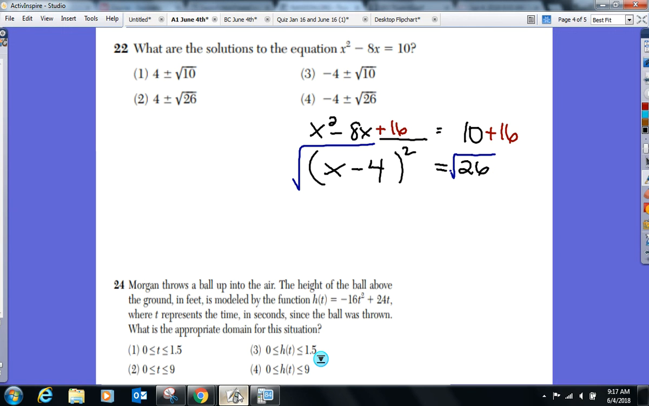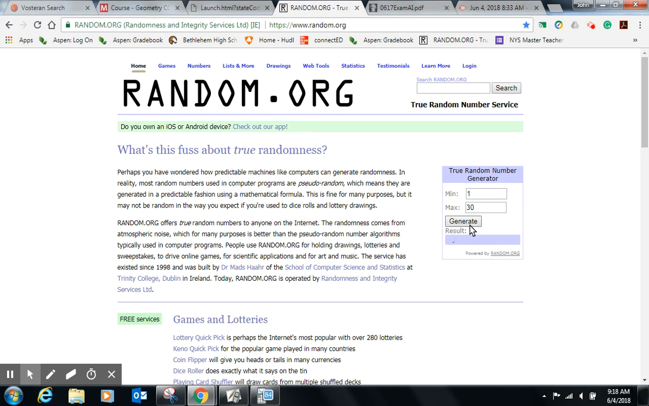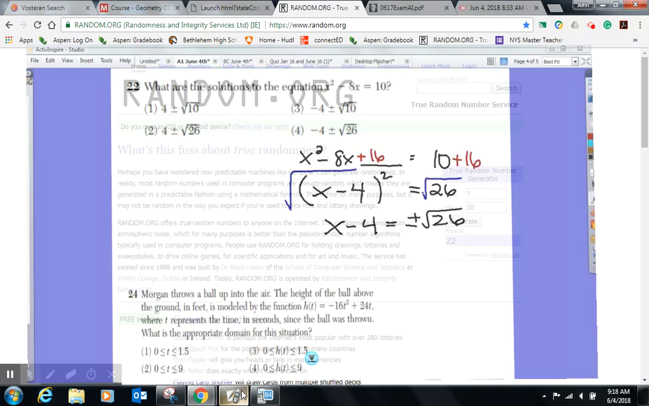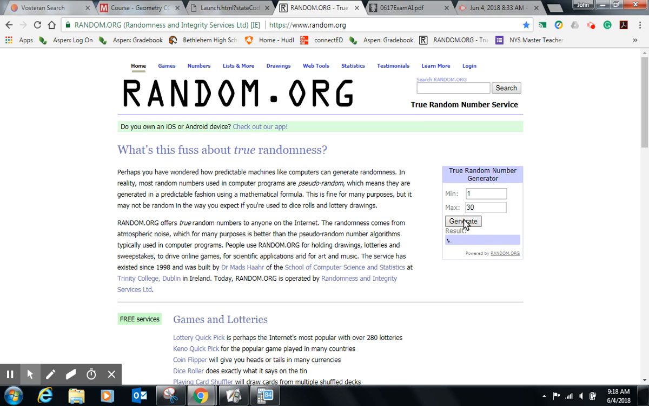What's left on the left side? X minus 4. How about the right side? Please do not forget about the plus or minus. That's why you have 2 answers, plus and the minus. And to solve for x, you got one more step. Solve for x.